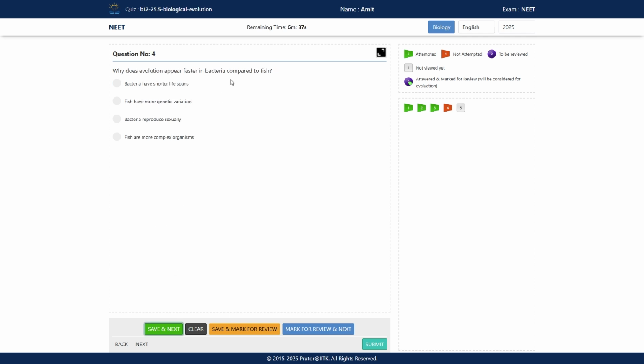Next one, why does evolution appear faster in bacteria compared to fish? Options are: A, bacteria have shorter lifespan; option B, fish have more genetic variation; option C, bacteria reproduce sexually; and option D, fish are more complex organisms. What is the correct answer?